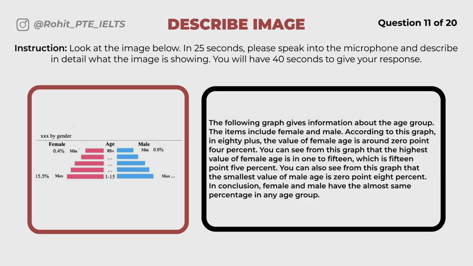The following graph gives information about the age group. The items include female and male. According to this graph, in 80 plus, the value of female age is around 0.4%. You can see from this graph that the highest value of female age is in 1 to 15, which is 15.5%. You can also see from this graph that the smallest value of male age is 0.8%.